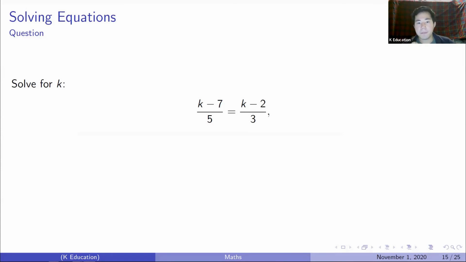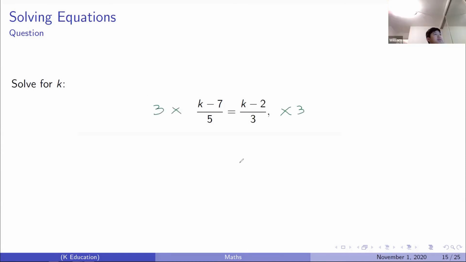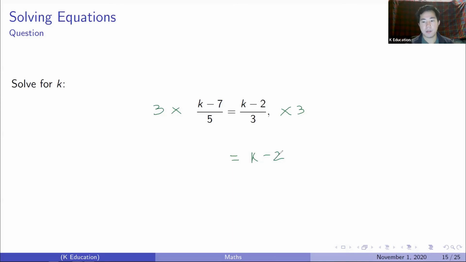Okay, then I can either multiply it by 3 or 5. Okay, let's multiply by 3. What happens if you multiply by 3? I have 3k. So on the right hand side, what do you get? k minus 2. Yeah, by itself. On the left hand side, what do you get? I would get multiplied by 3. Is it 3k minus 21?